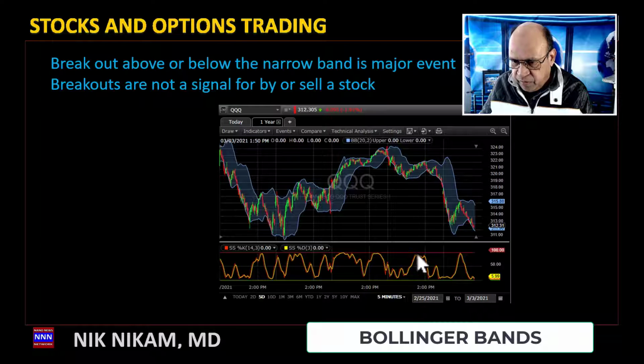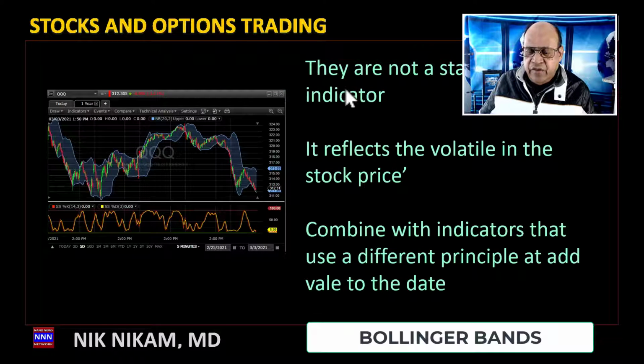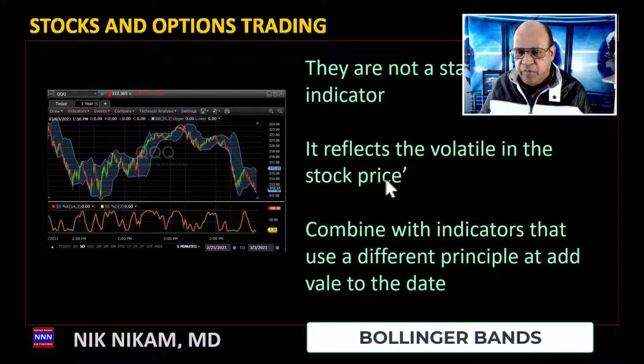This is 5 minutes. If you put 15 minutes, it would tell you whether the stochastics agrees with this, the changes, and whether we have reached an oversold situation. As I already said, they are not a standalone indicator. It reflects the volatility in the market stock price, and when it's combined with other different principles, it adds value to determine when a situation is overbought or oversold.